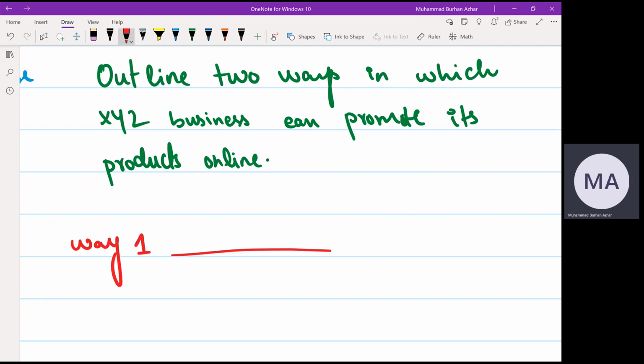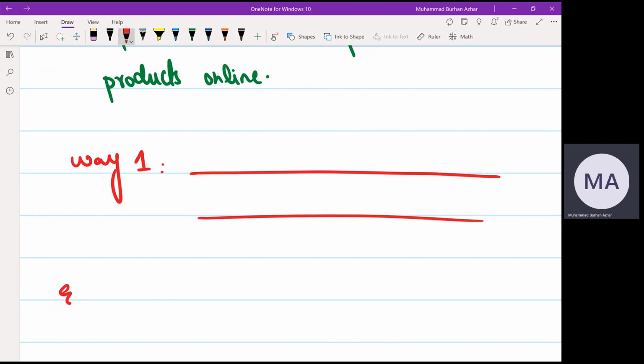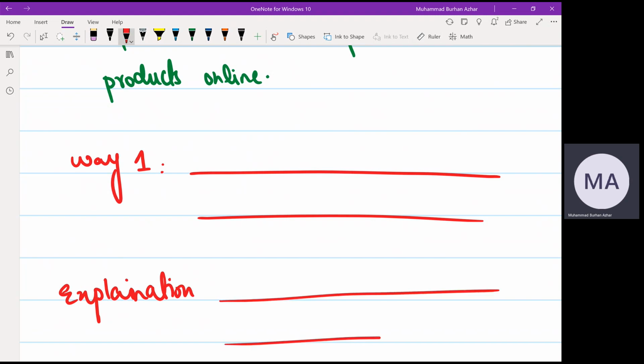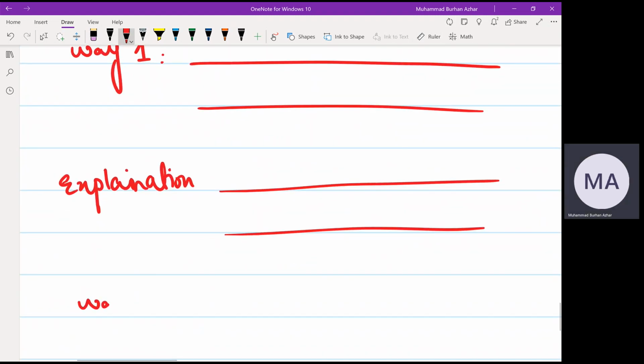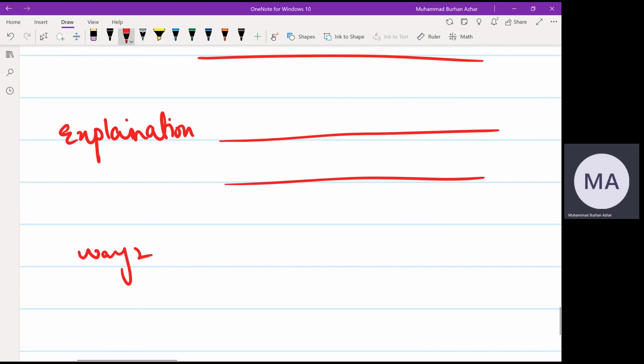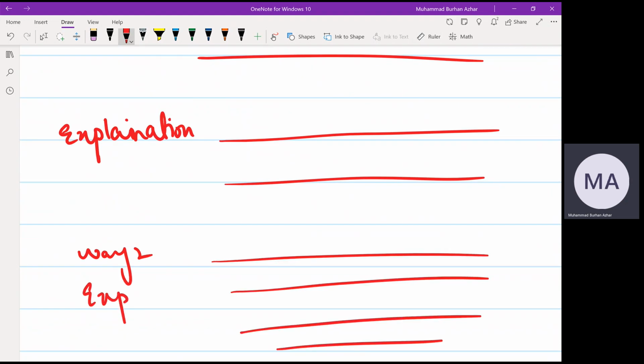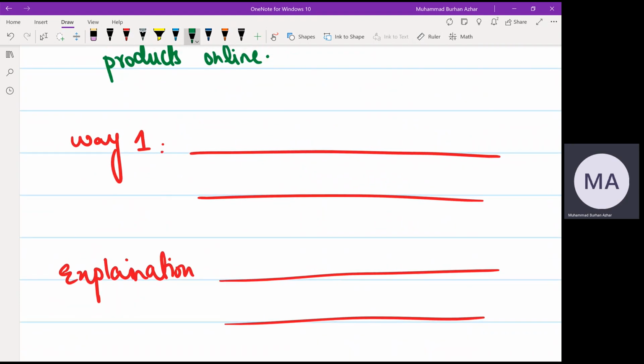अब इसका मुझे usually I would be given answer space something like this. Way 1 होगा, उसके आगे there will be 2 lines. उसके बाद way 1 की I have to explain, explanation लिखा होगा यहाँ पे and you will be given 2 lines over here. Similarly way 2 and उसकी explanation की lines. So इस तरह you will be given lines in the paper. So I'll just do way 1 का just to give you an idea how to do that.